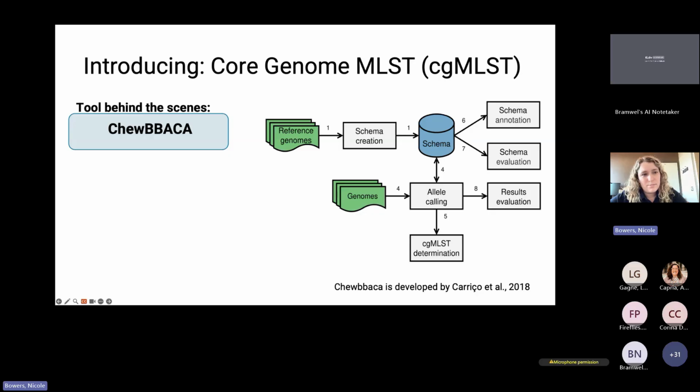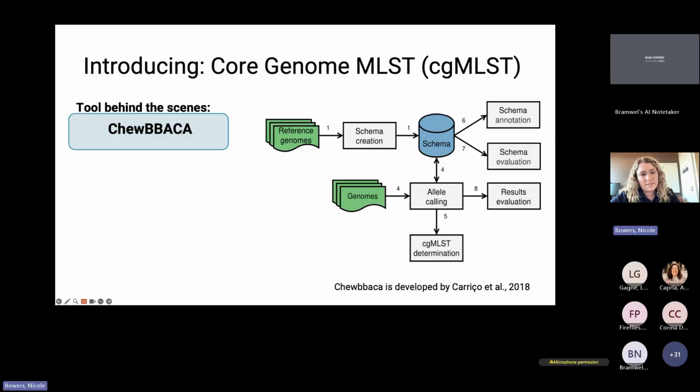We use a publicly available tool called chewBBACA. The schema on the right is from their original publication. This top part is describing how they rely on what's called a schema to define the target loci or genes, describe the genes that should be in the genome for that species. And it's created by taking reference genomes and kind of stacking them together and understanding what genes are within that organism, where they should be.